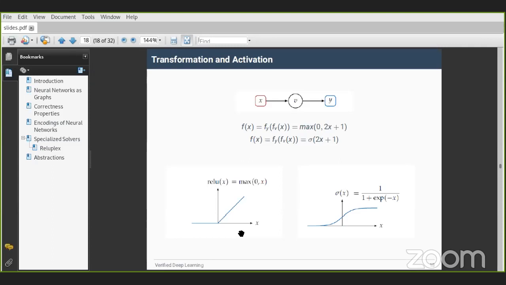So for instance, if we keep the same transformation that x goes to 2x plus 1, but change the activation function to sigma, which is the sigmoid shown below once again, then f of x is sigma of 2x plus 1, where sigma of x is 1 by 1 plus e to the power minus x. Okay, so one can do all this. You can transform, and these are the only constructors that you have. You have your transformation, you have your activation function.